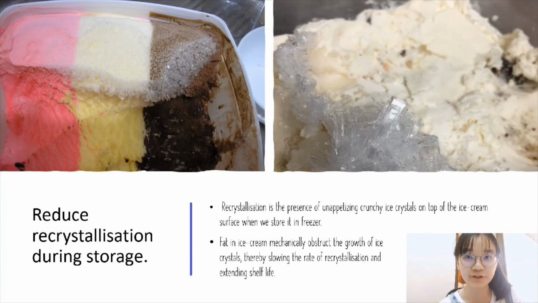The presence of fat in ice cream also helps to reduce recrystallization during storage. What is recrystallization? Recrystallization is the presence of unappetizing, crunchy ice crystals on the top of the ice cream surface when we store the ice cream in the freezer or refrigerator. As you can see from the picture, there are formations of ice crystals on the ice cream surface, which will reduce the shelf life of ice cream. All of us want our ice cream to be stored for a longer time, so fats help us to do so. Fat in ice cream obstructs the growth of ice crystals, therefore slowing down the rate of recrystallization and helping to extend the shelf life of ice cream.